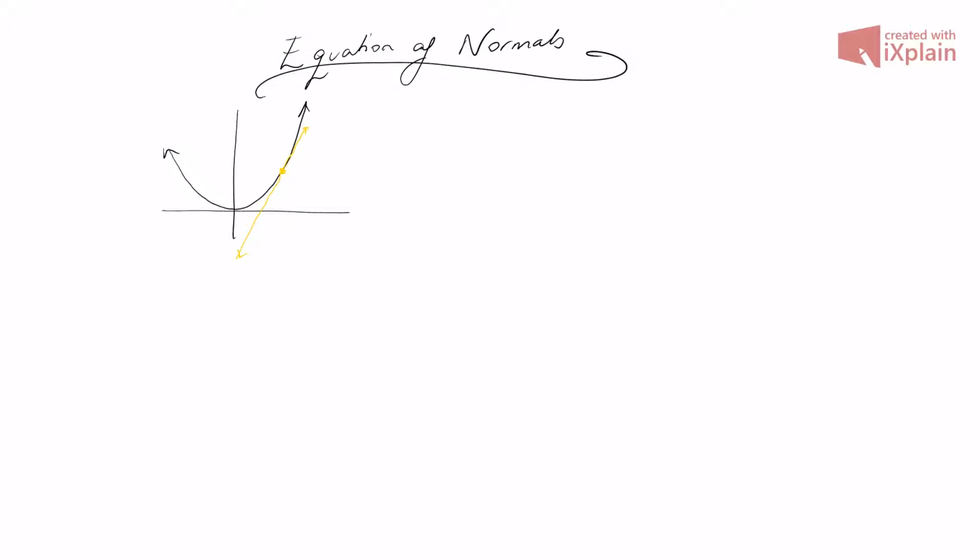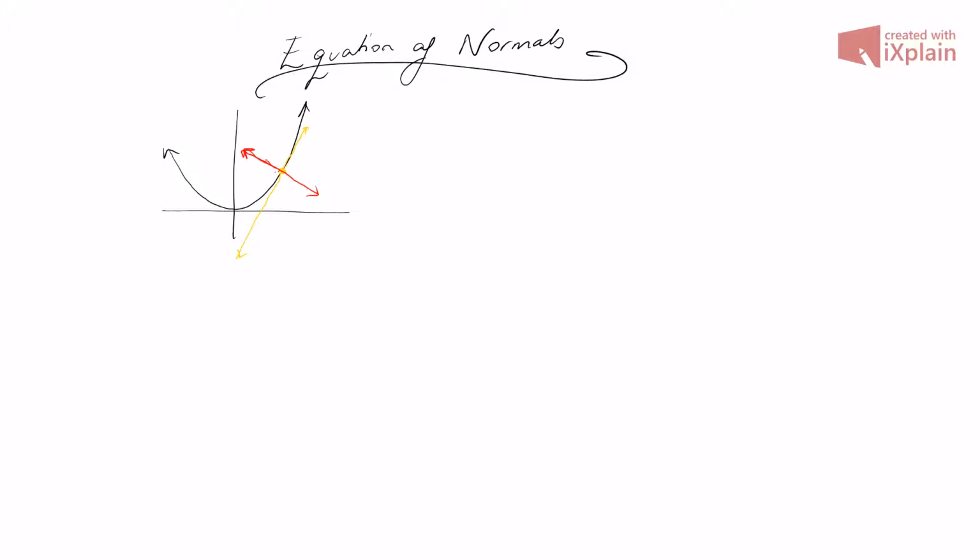Hi everyone, just a really quick video on equations of normal. So this links in with equations of tangent lines. Basically, a normal is a line that is perpendicular to the tangent line. So its gradient is going to be equal and opposite.